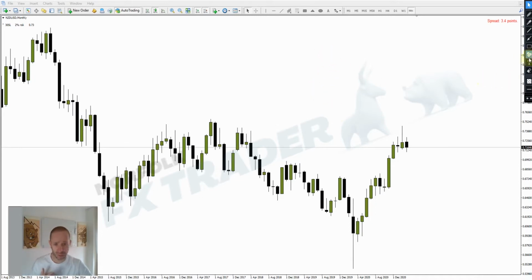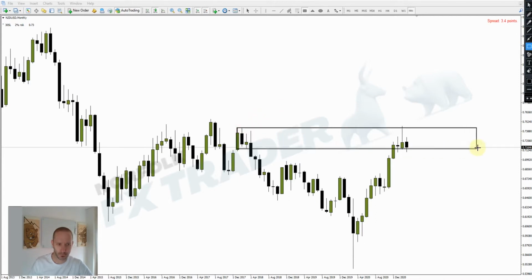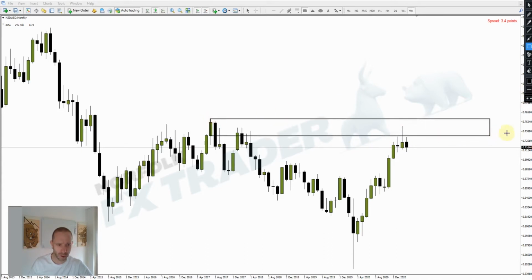Well, first we have to identify an area of supply or an area of demand. And the easiest way to do that, we're going to look from current price to the left, and we can see where the last areas are on the chart. So this is an area of supply, and that's been removed. So we'll draw the next area of supply, which is this zone right here.